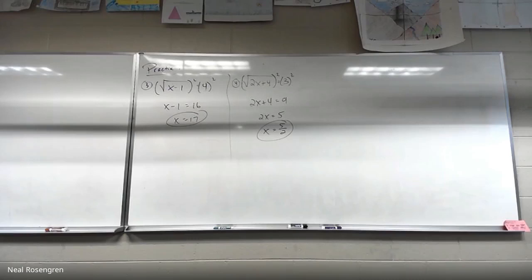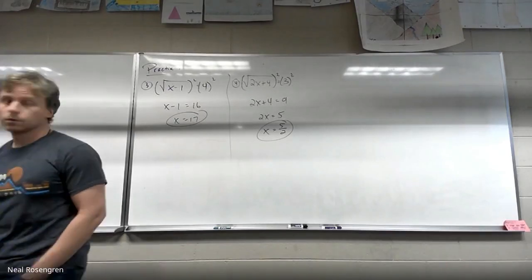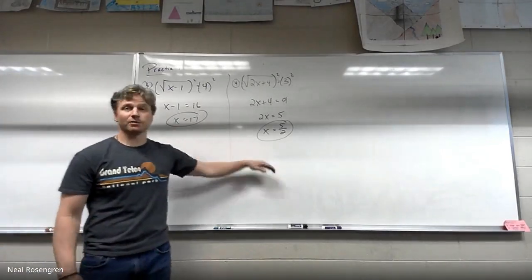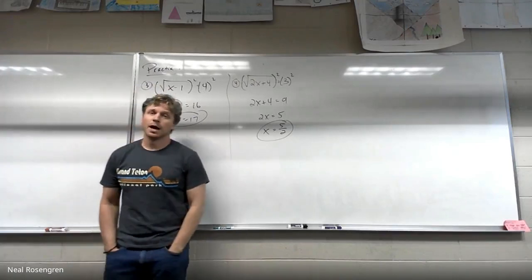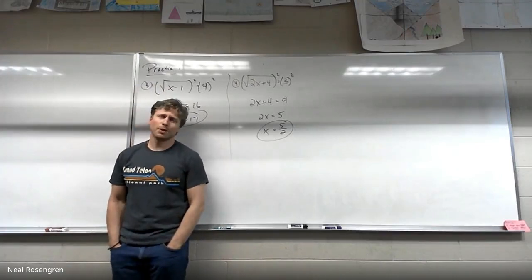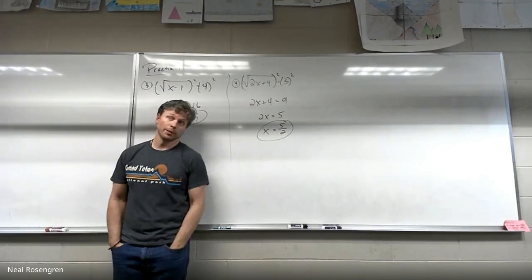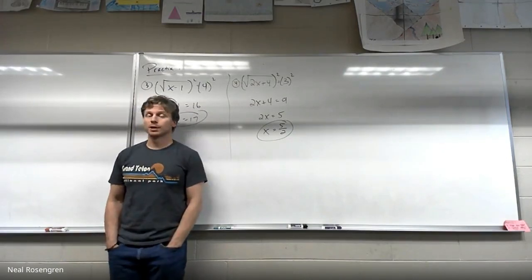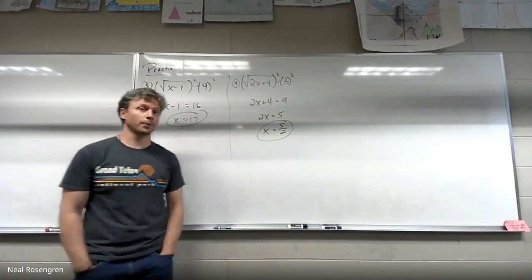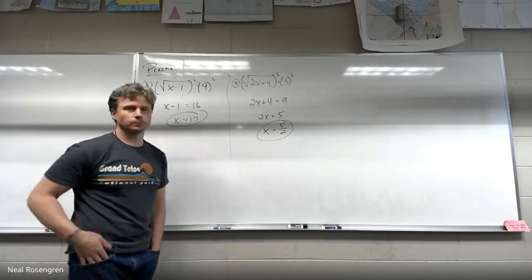Awesome. Any questions? All good. 17 and 5 over 2 or 2.5. Just know that because it's multiple choice, they might put the fraction or they might put the decimal. They'll just have to pick the right one. They're not going to put both. They wouldn't put both. Cool.